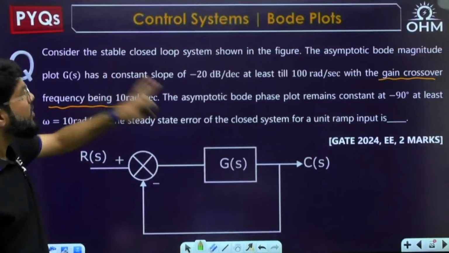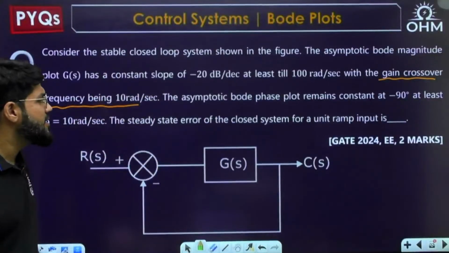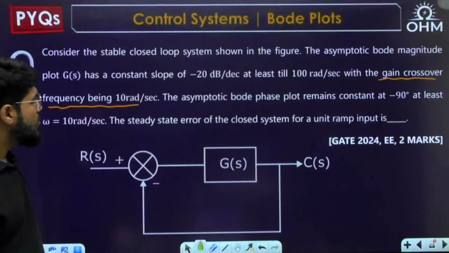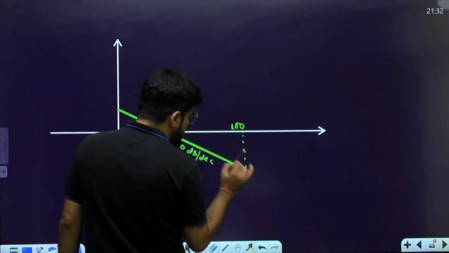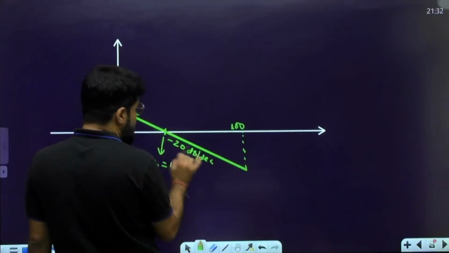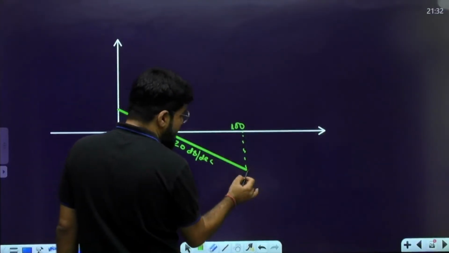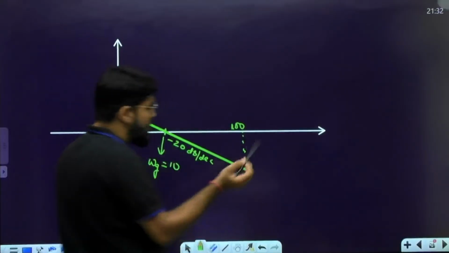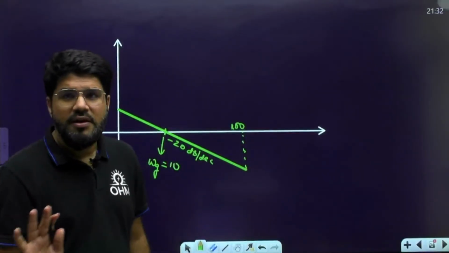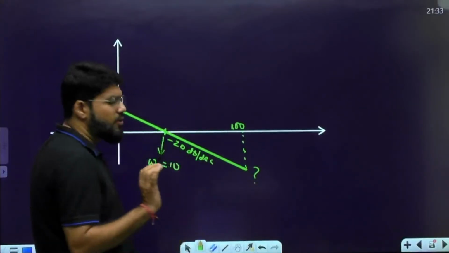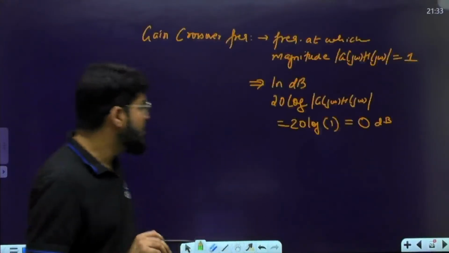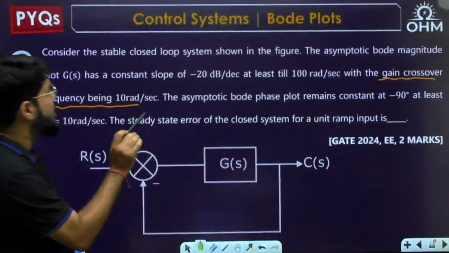The asymptotic Bode phase plot remains constant at minus 90 degree at least till 10. Now what happens after this? The slope is minus 20 decibel per decade till 100. After this, the slope may increase or may decrease; it is not given, not mentioned. But it is not required also, because finally the question is on steady state error.